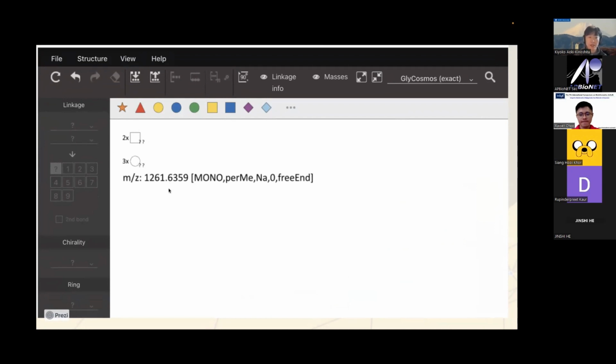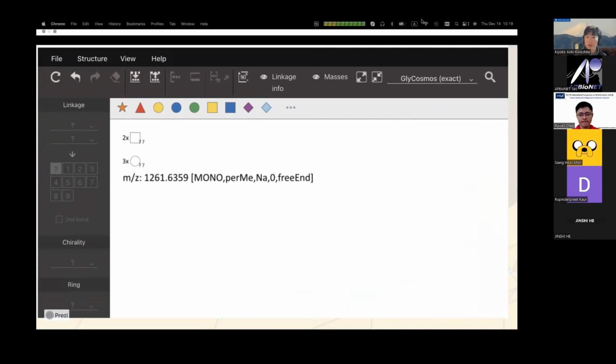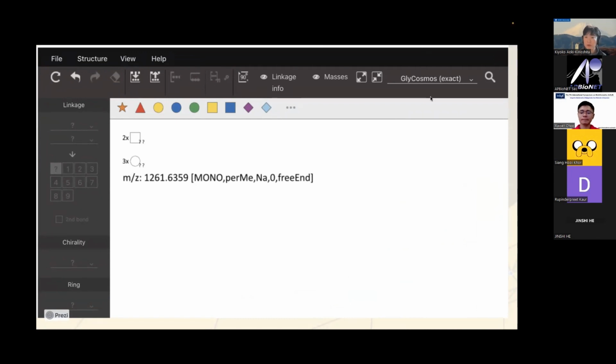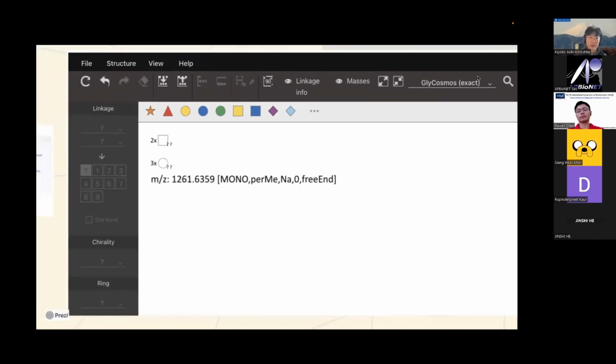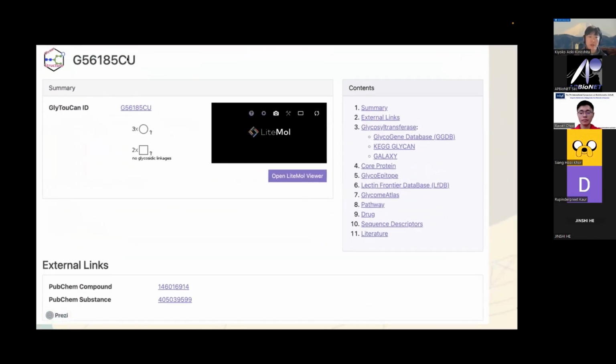It'll calculate the mass for you, and then you can search for it in GlyCosmos or GlyTouCan. Clicking on the search button will show you the entry page for that glycan. In this case, there's no other information. We don't know the species or anything. We can't draw the 3D structure and the atomic structure, and there's probably not much information in these other sections. But there are links to PubChem, which has a lot more information as well.